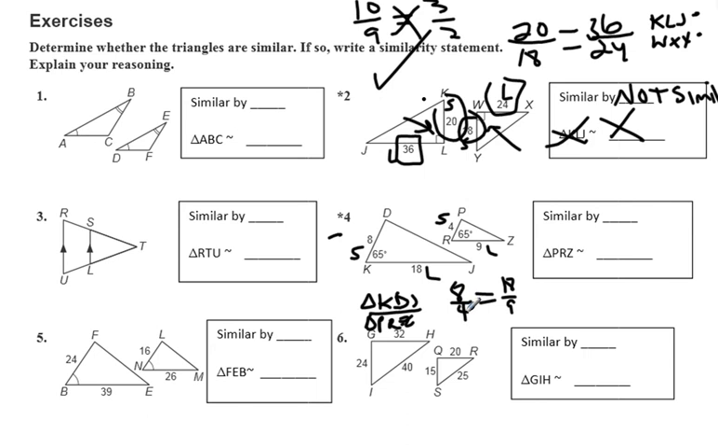And 8 divided by 4, 4 goes into 8 2 times. And that should equal 18 divided by 9, which is also 2. So since the sides are proportionate and the included angles are congruent, they are similar by the side-angle-side similarity. Now, to do my similarity statement, PRZ, well, P to R to Z goes small to large. So I have to have the same pattern in the second half. D to K to J takes me small to large.